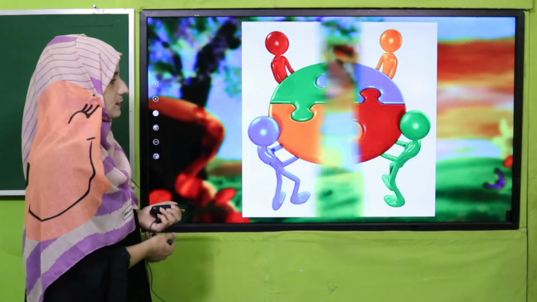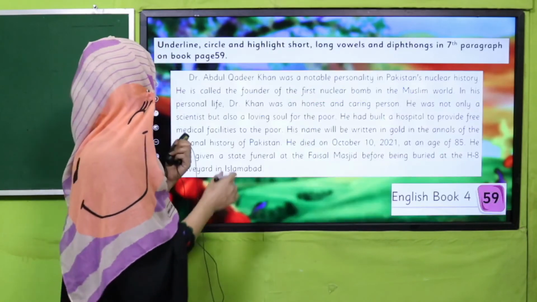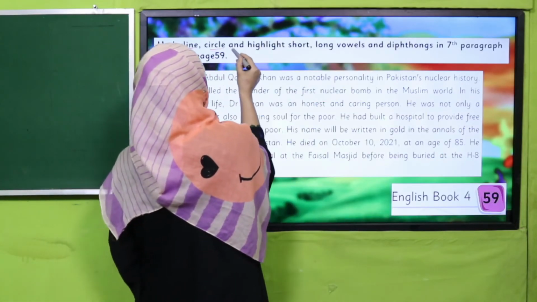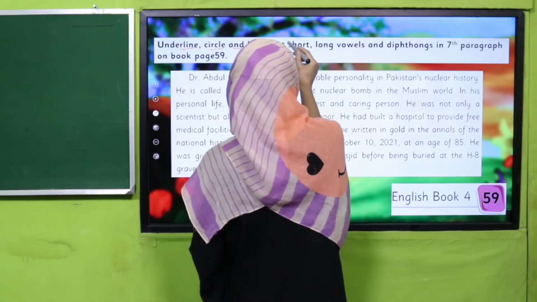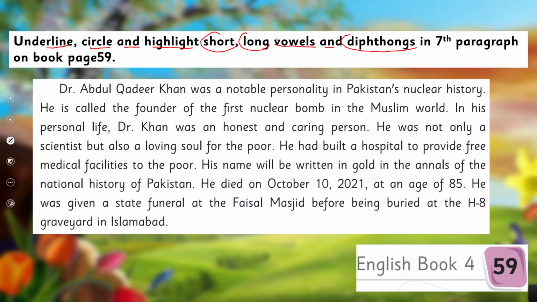Good, excellent. Let's learn with fun. It's activity time. Underline, circle and highlight short, long vowels and diphthongs in the 7th paragraph on book page number 59. Highlight, circle and underline the short and long vowels and diphthongs.